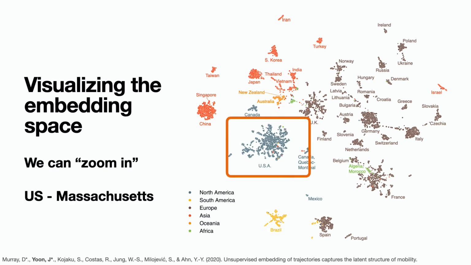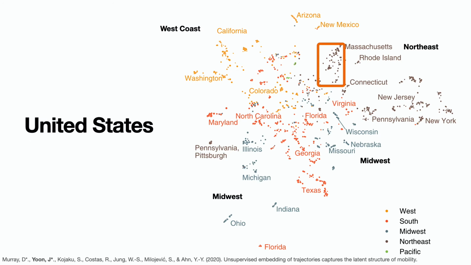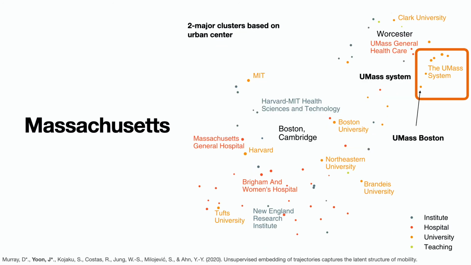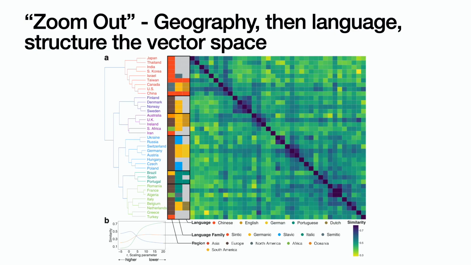We can also zoom in to the level of the country and state by simply applying UMAP on a subset of embedding vectors. For instance, in the United States case, results reveal geographical clustering based on states, roughly grouped by census regions. And at the level of the state, we found clustering based on the urban centers in the states, organization sectors, for instance, hospitals versus universities, and university systems like state university systems and prestigious universities.